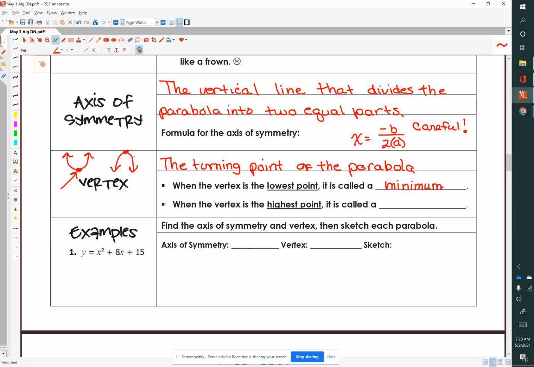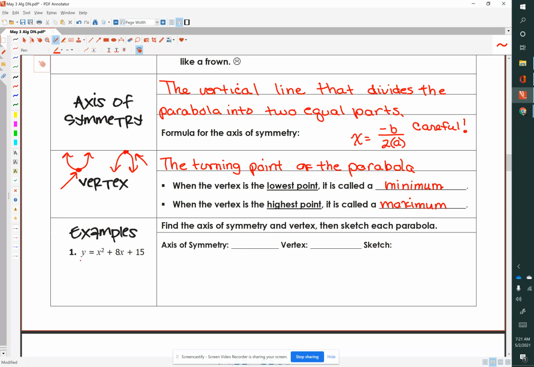When the vertex is at its highest point, like in the second quadratic I drew there, then that vertex is called a maximum. So first thing we're going to do is find the axis of symmetry and the vertex and just do a quick sketch of the parabola.